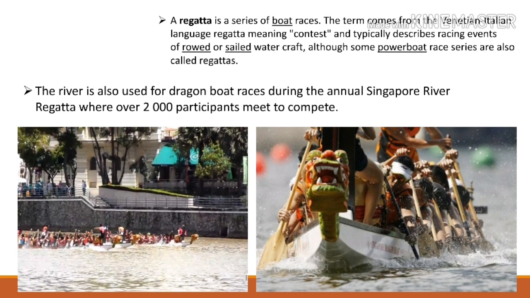By the way, the Singapore River, for example, is a popular tourist attraction because it forms an important part of Singapore's history. The river is also used for dragon boat races during the annual Singapore River Regatta, where over 2,000 participants meet to compete. So, the two images here are the example of regatta.